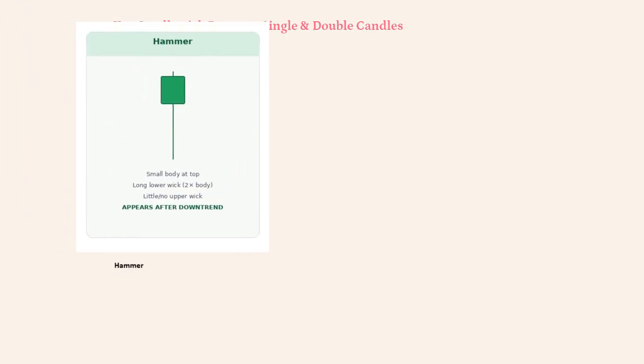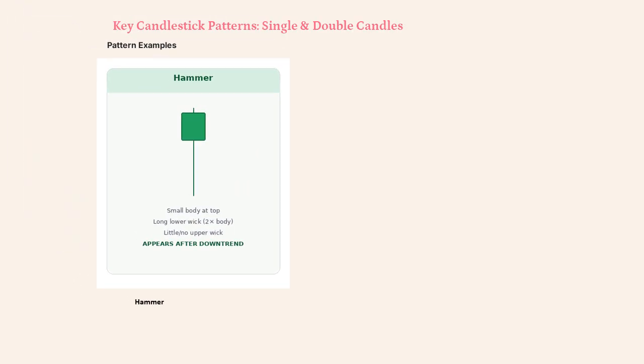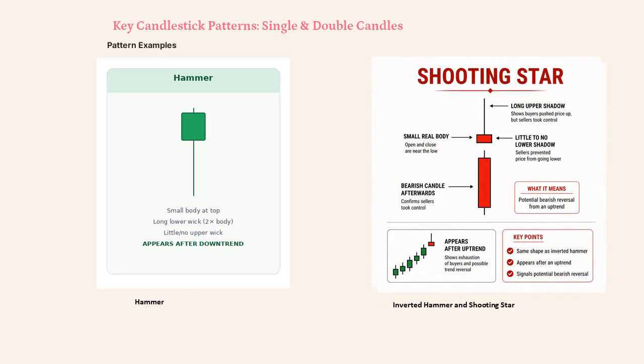The hammer, a small body at the top with a long lower wick, appearing after a downtrend. This shows buyers stepping in to reject lower prices. Bullish reversal signal. The shooting star, the same shape as a hammer, but appearing after an uptrend. This shows sellers stepping in to reject higher prices.